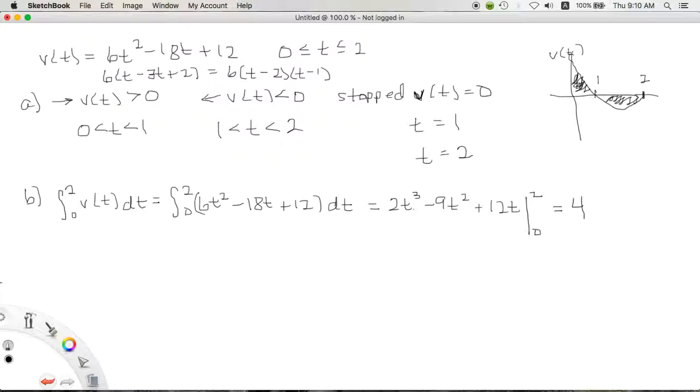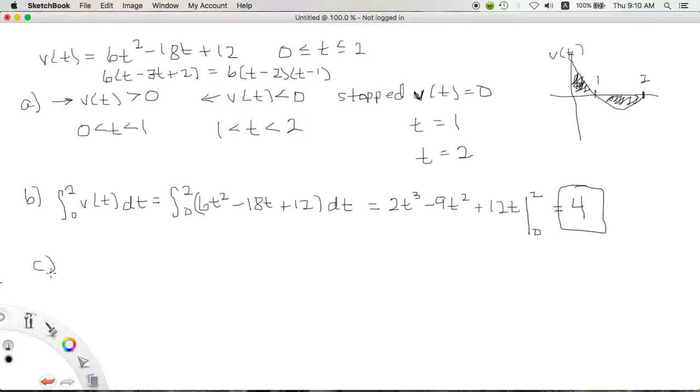So we plug 2 in here and get it all out, and then subtract off. When we plug in 0, we just get 0. So we'll have 16 minus 36 plus 24. And that gives us 4, which means we moved 4 units to the right from our initial position. Because it's positive, so we know that that's to the right. So that's our displacement. Now, what if we want to find the total distance traveled?